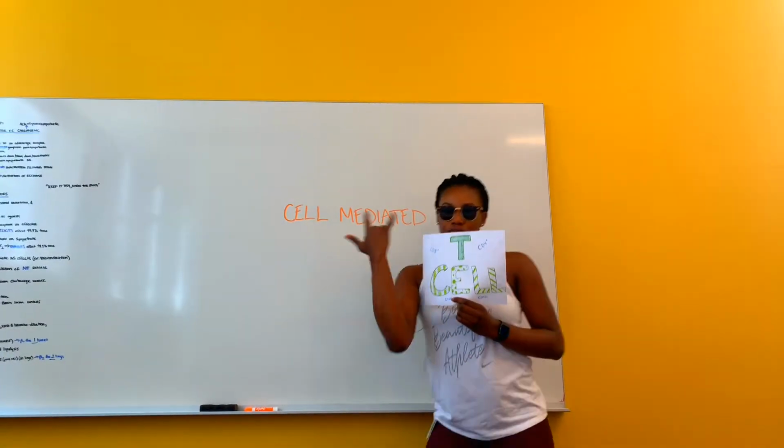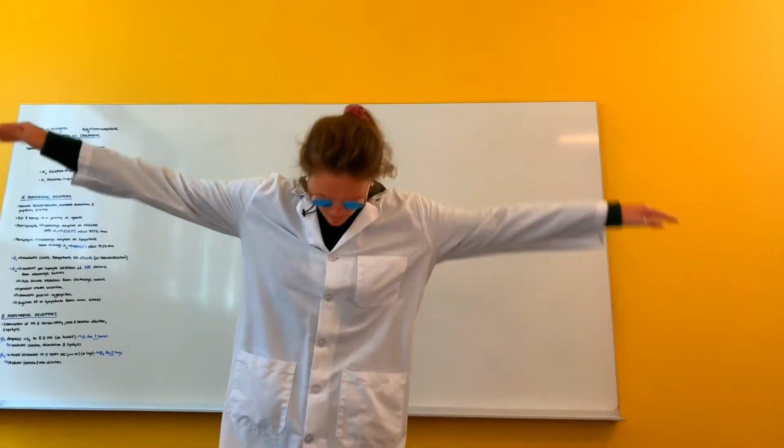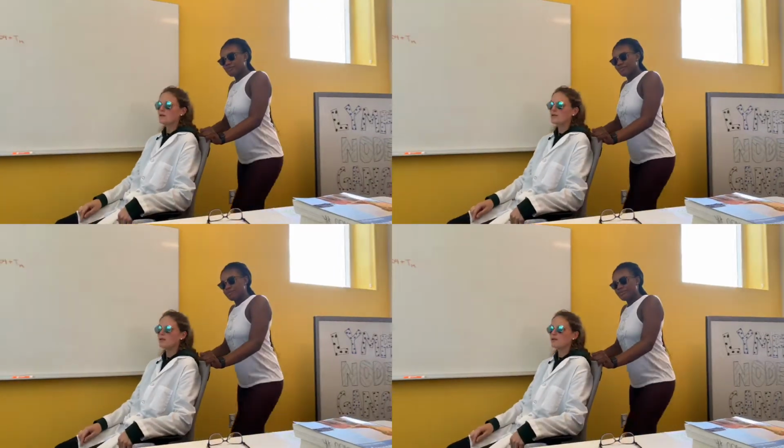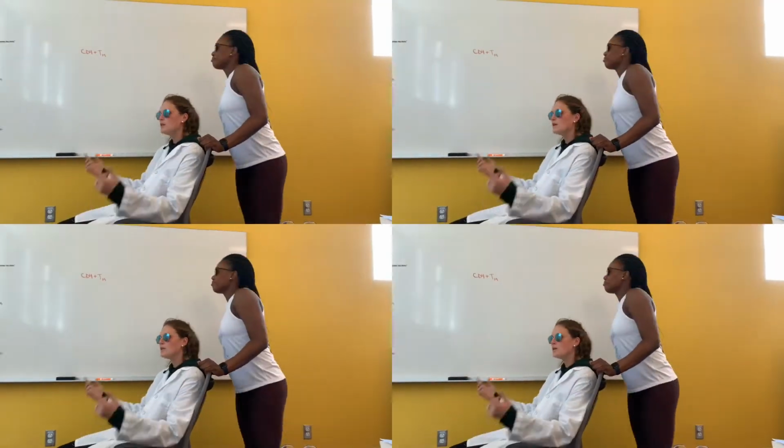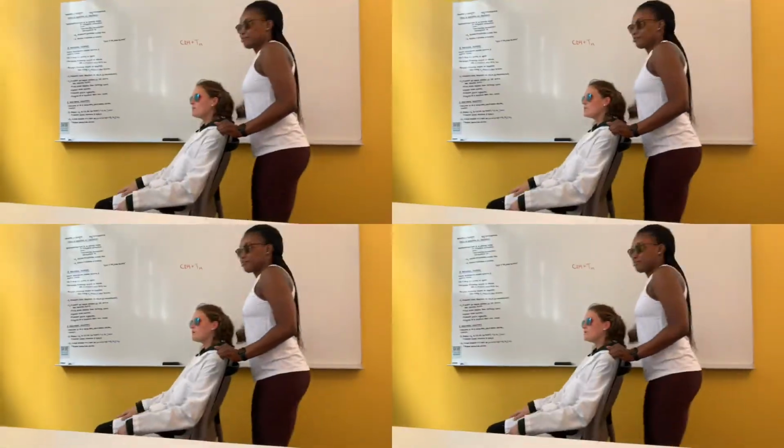Cell-mediated is controlled by T cells, which mature in the thymus, hence the T. T cells include 3 CDs. The first one's made up of CD4 plus, the helper Ts. For helper T cells, there are two types.